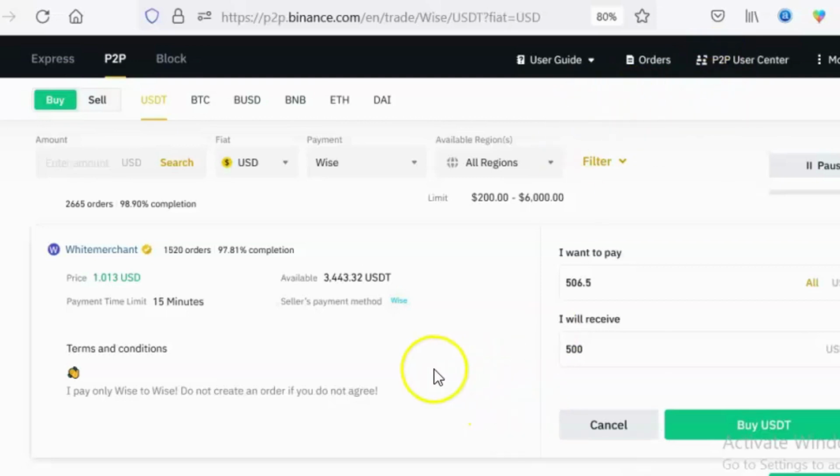But if, for example, on the other hand, he does not receive payment from us, he can now call for the support to intervene. Once he does that, then support will handle it. But in most cases, that rarely happens, because most people will just release the USDT to you without any qualms. So that is what you need to do.